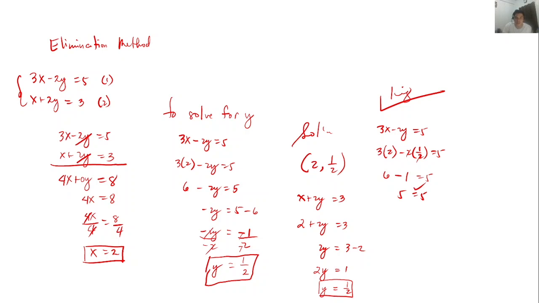How about the second equation? That is x plus 2y equals 3. Then substitute 2 for x. We have 2 plus 2 times, then y is 1 half, 1 half here equals 3. Then 2 plus 1 is equal to 3. Therefore, 3 is equal to 3. Now, as you can see, both equations are satisfied by 2 comma 1 half.